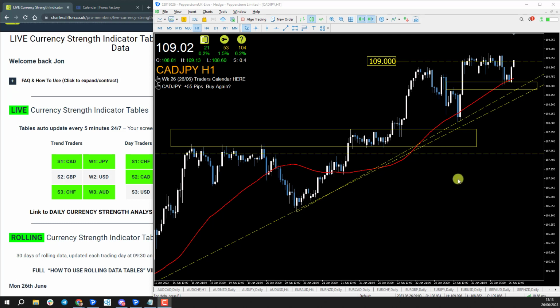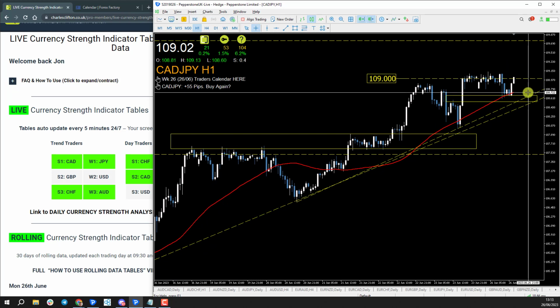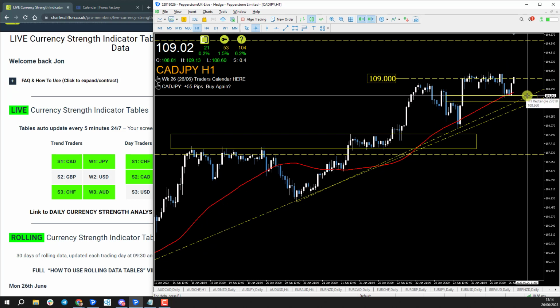So definitely something else to watch there as well. If it just takes off, it takes off without us, unfortunately, but maybe entries back down at that 108.60s could be something to look at.